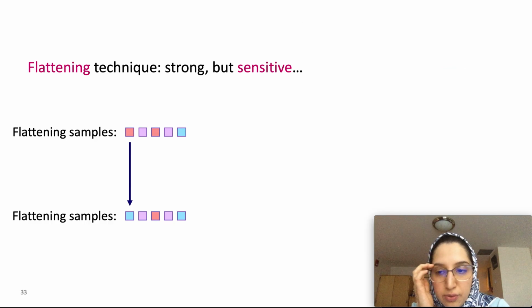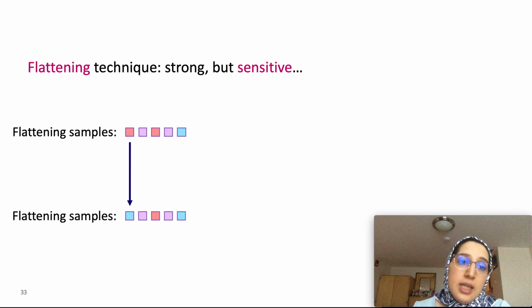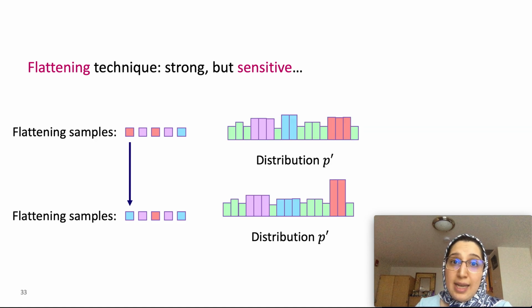And I just want to show you why this flattening-based tester needs a large noise. It's essentially because the sensitivity of the statistic will be very large. Remember that we talked about flattening samples, and those samples determine the frequency of the bins that we would assign to each element. If I change one sample in the flattening phase, let's say from red to blue, it will completely change the splitting scheme that I have.